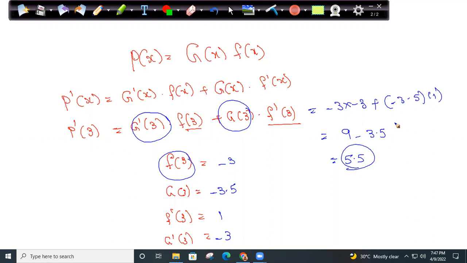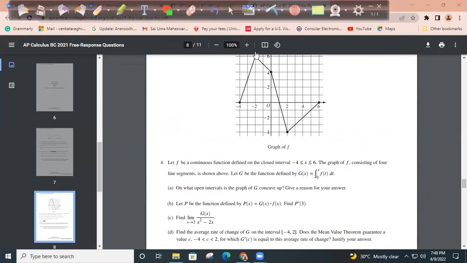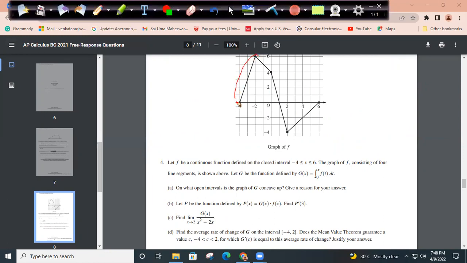So part B is also done. If anyone still has concerns or questions regarding the way I'm doing it, please let me know. Happily, I can explain. So P dash of 3 is 5.5. I'm very clear in my basics so that you are clear. Easy question, dead easy question. Part A is also easy. Part B is also easy. Part A is where the function is concave up. I just need to see where f dash is positive, these two values.